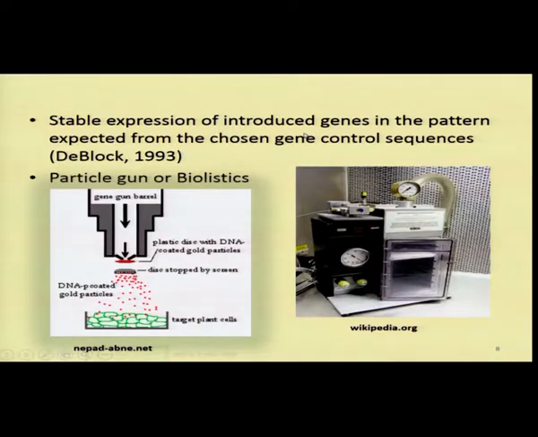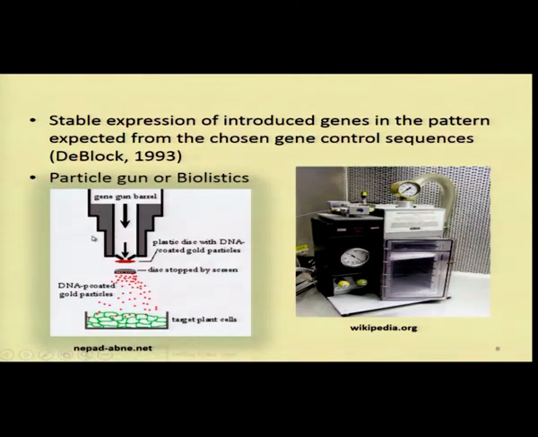Stable expression of the introduced genes in the pattern expected from the chosen gene control sequence. So you require the expression of the gene once it has been inserted. The last is the particle gun or biolistics. The methodology for utilizing the particle gun, we already saw in the last lecture.